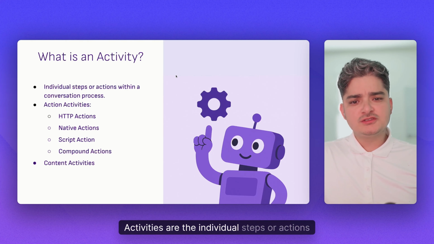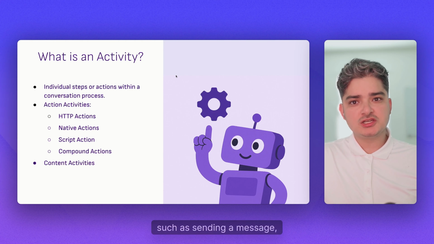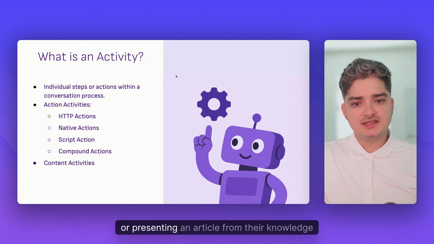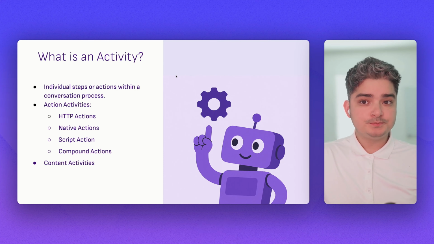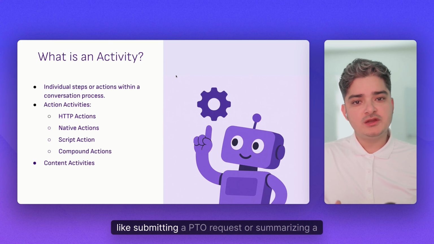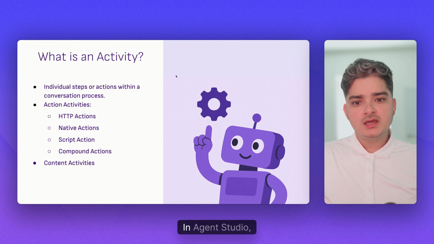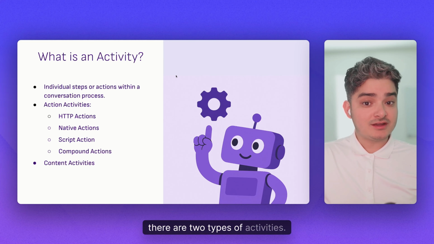Activities are the individual steps or actions within a conversational process, such as sending a message, calling an API, or presenting an article from a knowledge base. Each activity is designed to move the process towards completion, like submitting a PTO request or summarizing a long article to the user. In Agent Studio, there are two types of activities.